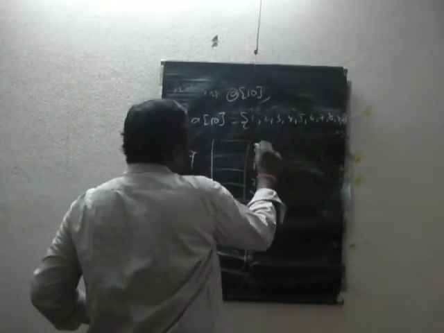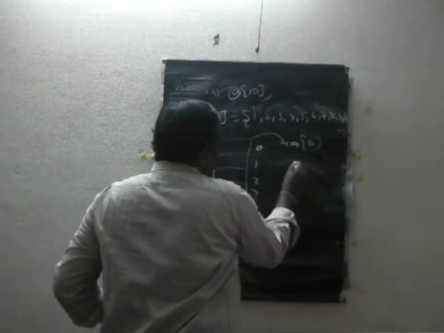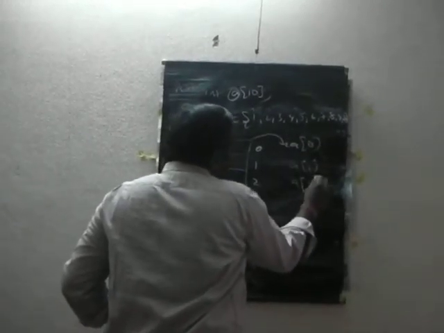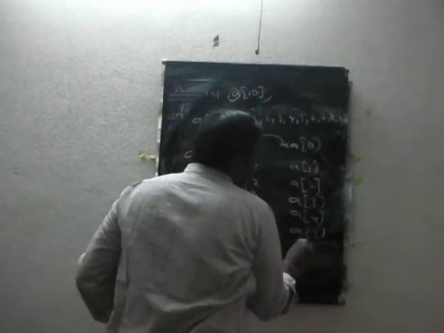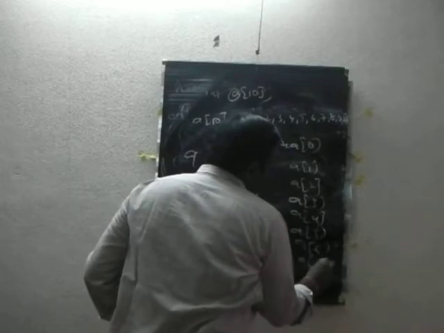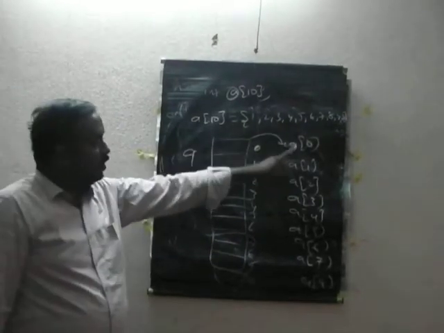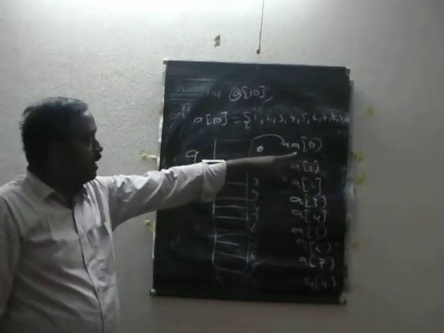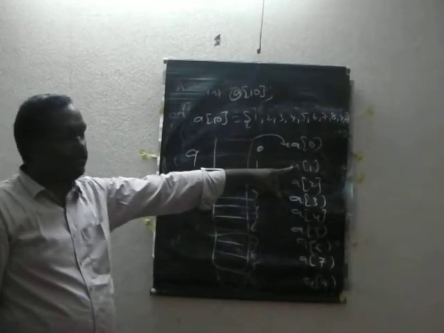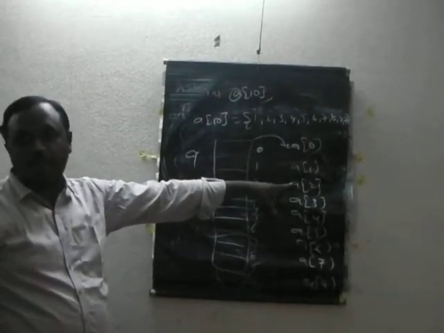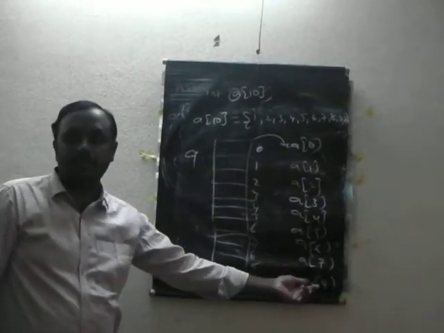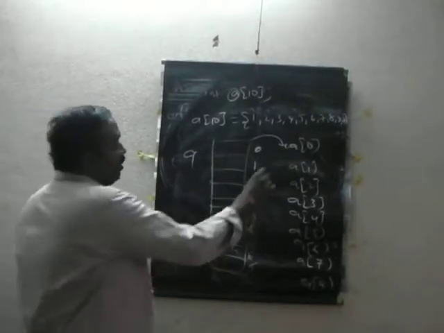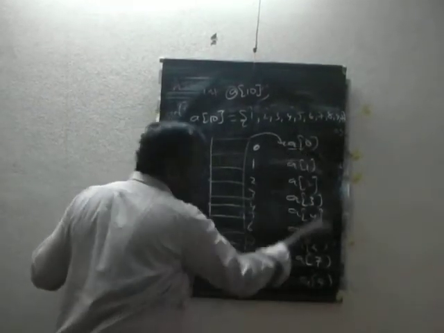So what is the name of this location? Simply A of 0, A of 1, A of 2, A of 3, A of 4, A of 5, A of 6, A of 7, up to A of 9. The name of the first variable is A of 0. The name of the second variable is A of 1. The name of the third variable is A of 2. Up to the last variable, which is the 10th, my declaration number is 10, then the last variable name is A of 9. So A is the same name with different numbers.